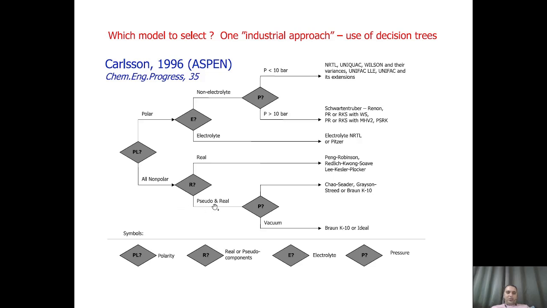And if it's pseudo and real, then you have, if it is not, again, if the pressure is less than 10, then you have Chao Seader, Grayson Streed, or Braun K10. And if it is like totally vacuum, so you have Braun K10 or ideal. So this is how you will have to read the decision making tree when you are trying to select a thermodynamic model.